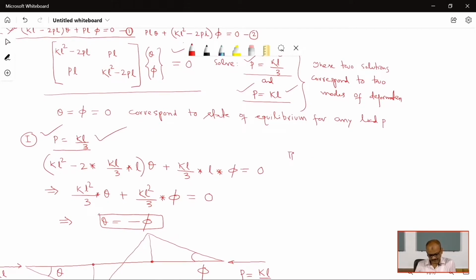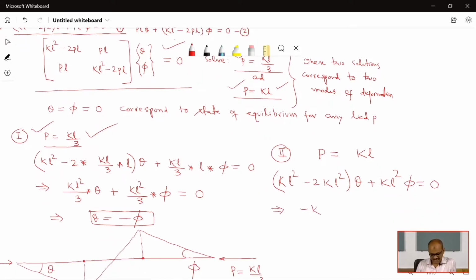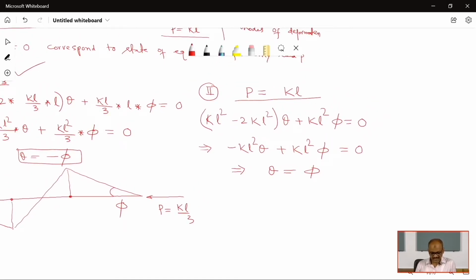In the second case, if we take P is equal to KL, and back substitute in this equation, that will come like this: KL square minus 2KL square multiplied by theta plus KL square into phi, this equal to 0, implies minus KL square into theta plus KL square into phi, this equal to 0, implies theta is equal to phi.